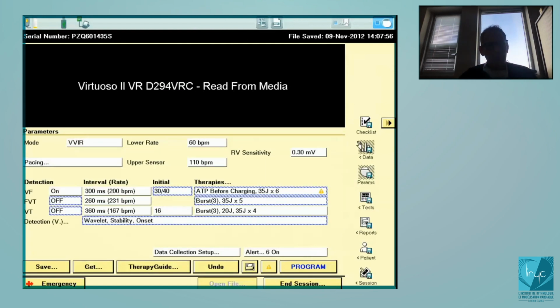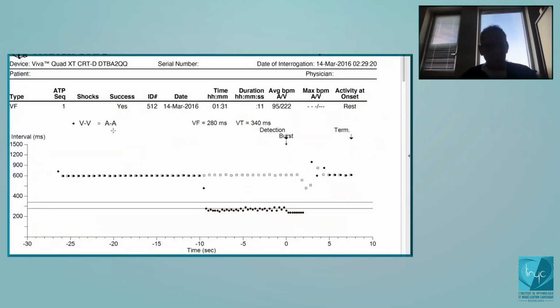I will show you a last tracing. This counter here is called a combined counter. You cannot program it or deprogram it. If you program a VT zone, then this counter is on and you cannot deprogram it. As I have explained, a VF cycle will not increment the VT counter.